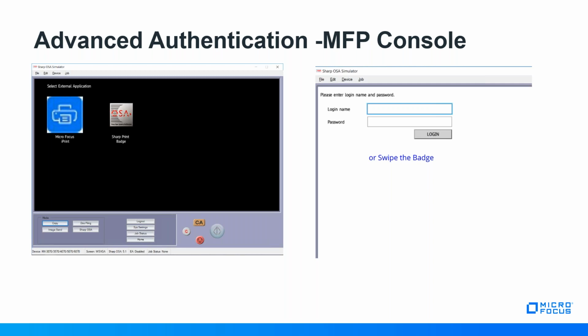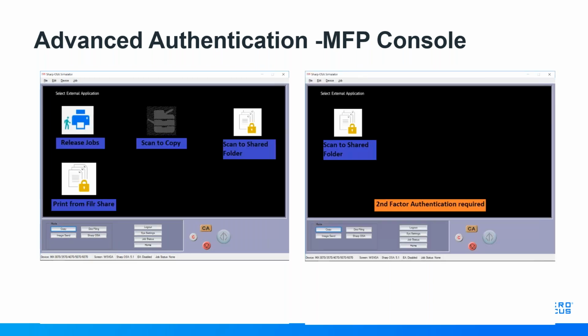So what we are looking at here is the console of a printer, and you can see there are two applications, Sharp Print Badge and Micro Focus iPrint. Once you click on iPrint, you are taken to a login page, where you can also swipe the badge, and post swiping the badge, the second factor authentication can also be implemented here based on what the administrator chooses.